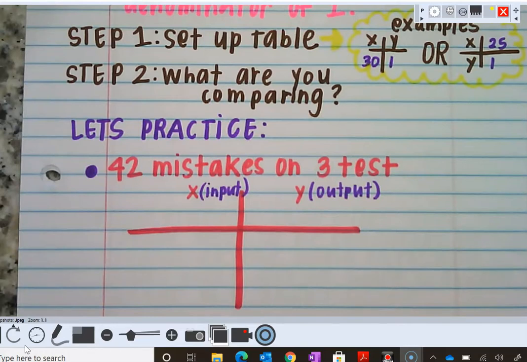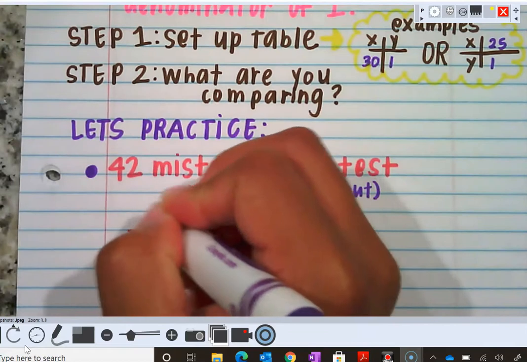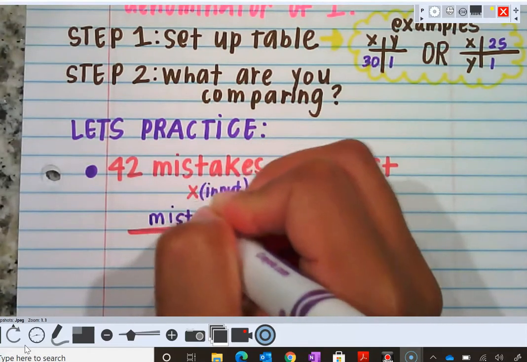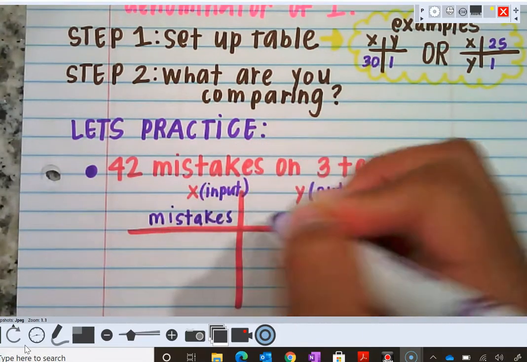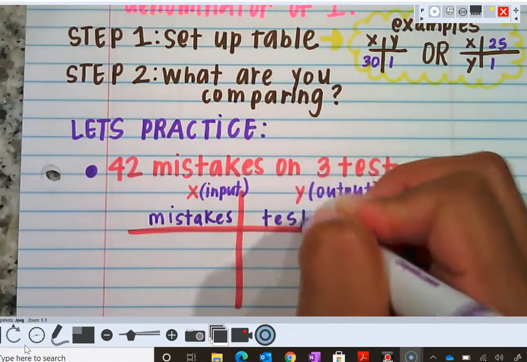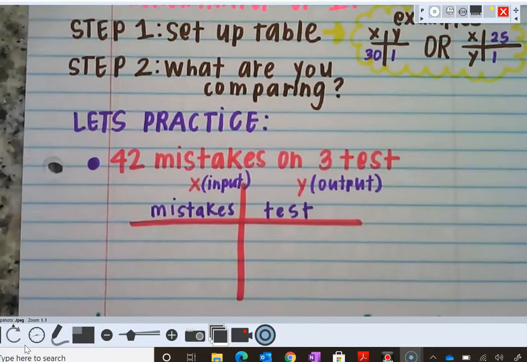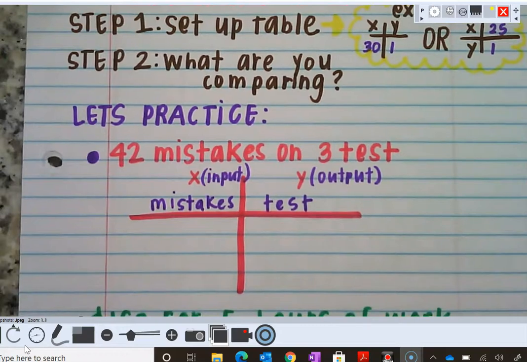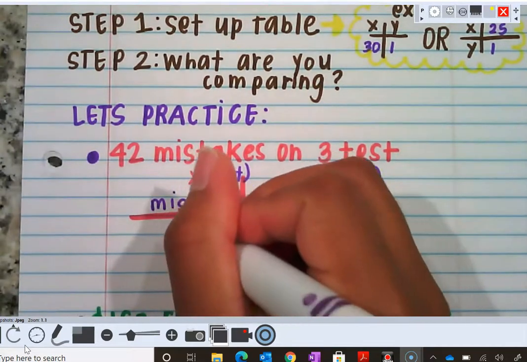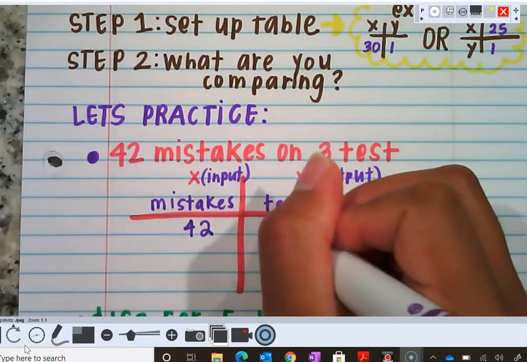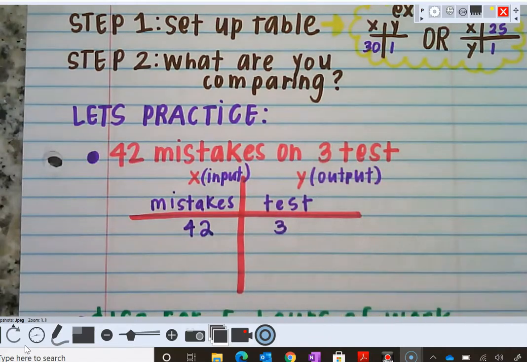So in this first problem, it says 42 mistakes on 3 tests. So what are we comparing? Well, the two topics that I see here is mistakes and test. We're comparing those two things. So for our input mistakes, right now we have 42 mistakes on 3 tests. And so we want to figure out the unit rate. How much mistakes are we making on one test?